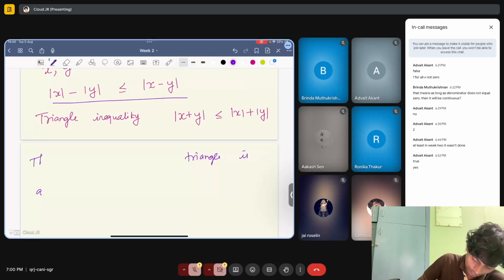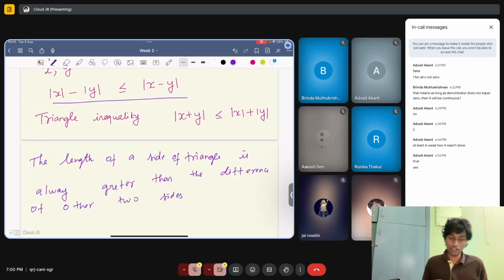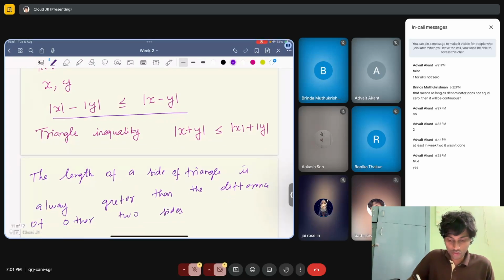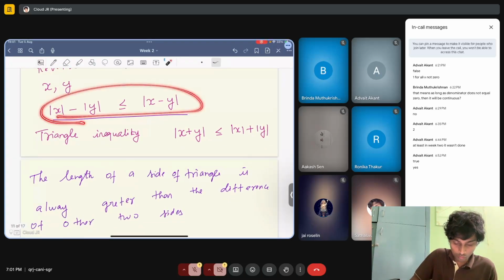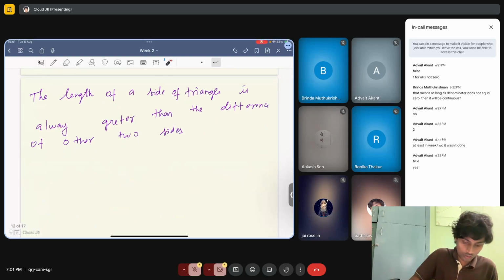The length of a side of a triangle is always greater than or equal to the difference of the other two sides. Okay, so that is what this is basically telling you. So how do you see that? I mean, only two numbers are there, right? But I'm writing something, calling it a reverse triangle inequality.